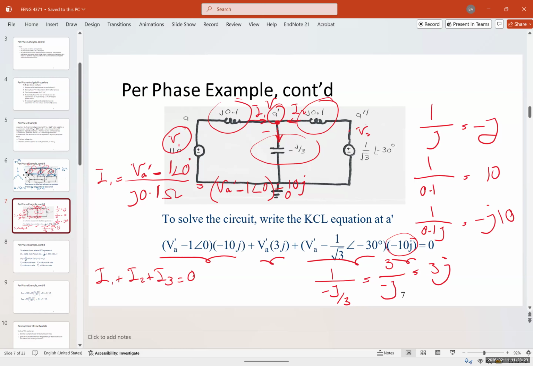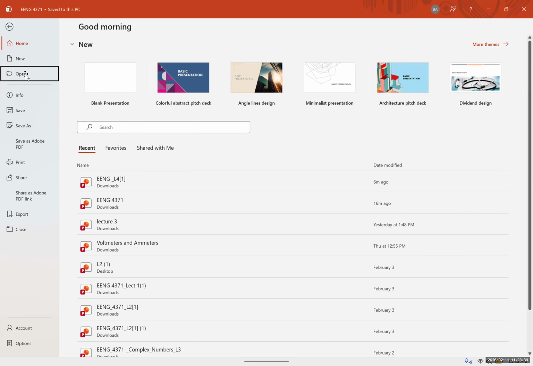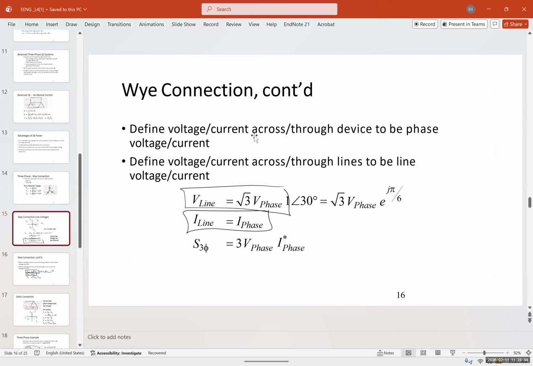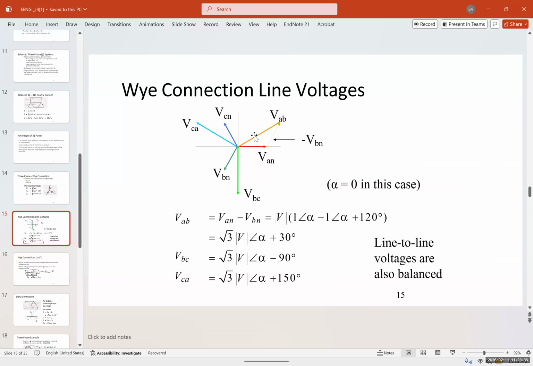Is 30 degrees. 30 degrees. Okay, thank you. That's a great question. Let me bring that back up. Do you remember when we converted that? VAB, or the voltage, is going to be this. Yes.